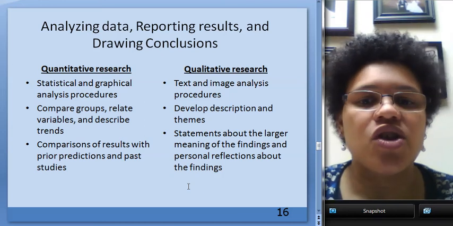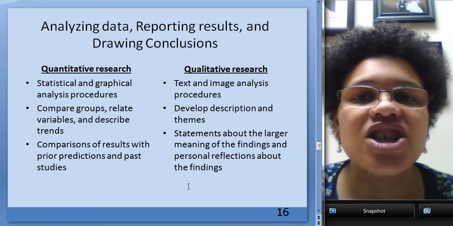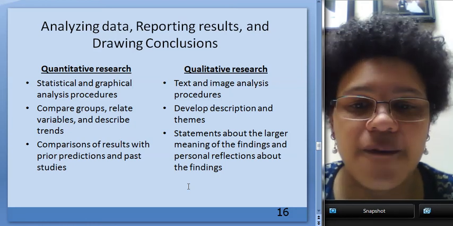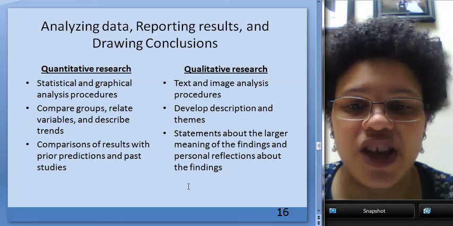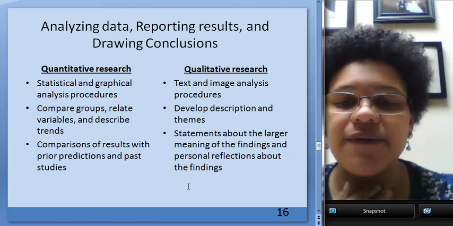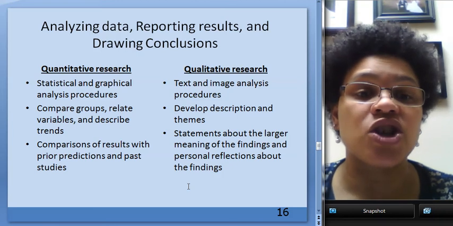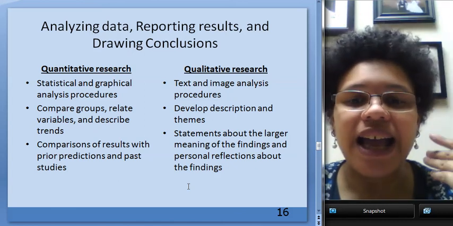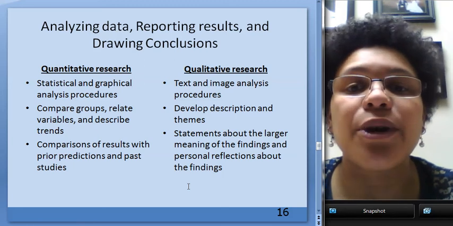For qualitative research, you have text and image analysis procedures. Now, you can still use a computer. There is software that can make it much easier, but essentially it's the researcher who's developing descriptions and themes, usually through a process of coding what they found, the text they collected, the notes from their observations, or the transcriptions of the interviews. And the researcher develops statements about the larger meanings of the findings and personal reflections of the findings, which is one of the reasons why you hear people say that for qualitative research, the researcher is the instrument. It's not just, I'm going to take these numbers and plug them into my computer, but I am going to interpret also what I find. I'm going to make statements about the larger meanings, and I'm going to include my personal reflections.